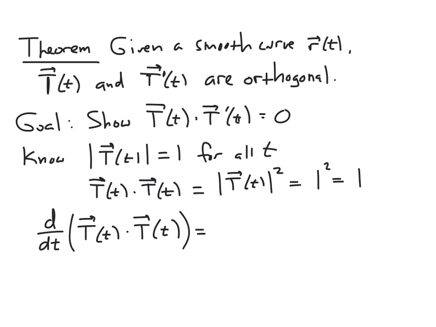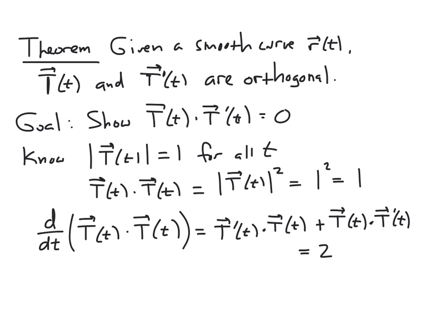The first way is we're going to use the product rule. There was a product rule for the dot product when we took derivatives. That product rule was that we take the derivative of the first vector, dotted with the original second vector, and we add to that the first vector, dotted with the derivative of the second vector. When we do that, we see that these two terms are really the same. T prime dot T and T dot T prime are the same, since the dot product is commutative. So this ends up being 2 times T dot T prime.